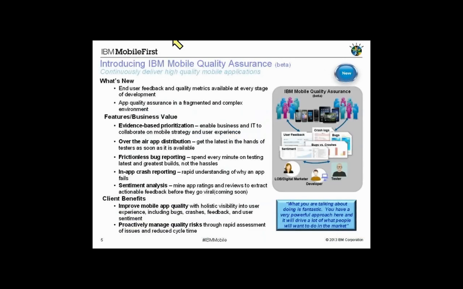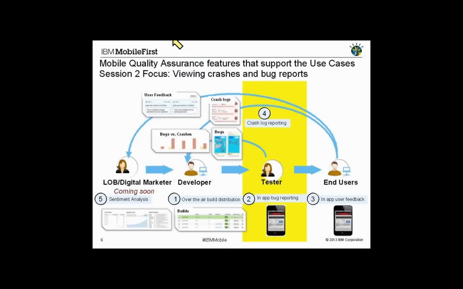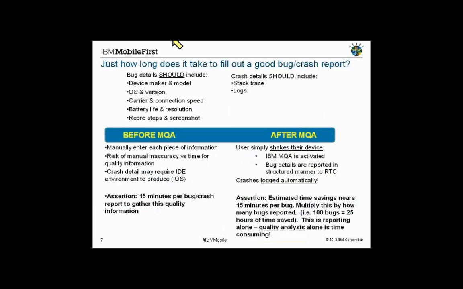Last week we introduced IBM Mobile Quality Assurance. Again, I'm not going to go through the details here. You heard about it last week, but those slides are on slideshare.net, and feel free to download them, and the YouTube video is there as well. Today, we're really going to focus on viewing bug reports and crash reports as well. These are two of the key use cases in this offering.